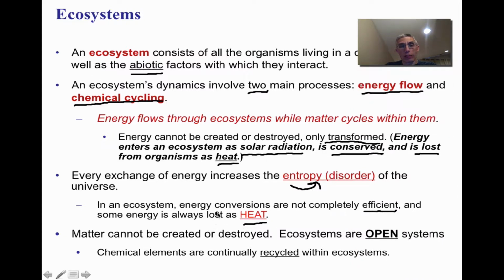Now remember, we talked about energy not being able to be created or destroyed, but we also have to think about matter as well. Matter cannot be created or destroyed either. In other words, it's just going to change form as it moves throughout the system. Ecosystems are considered an open type of system. What that means is that the chemical elements within that system are going to be continually recycled within the ecosystems of that particular area.